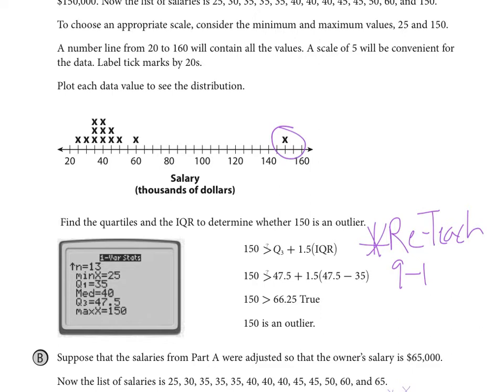Just taking a look at what they do here, notice again 150 is the quantity that we're not sure of being an outlier or not. When we take the third quartile, which is listed here, and add 1.5 times the interquartile range, which is the difference here between those two, 47.5 minus 35, we notice that it's definitely true and 150 is an outlier. All right. Pause the video, try example B on your own, and then we'll walk through it in just a second.